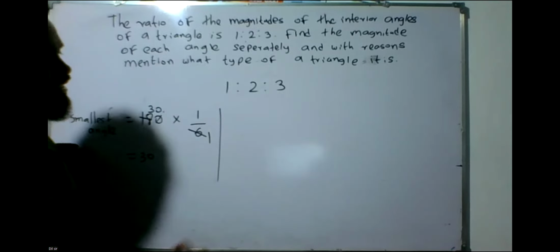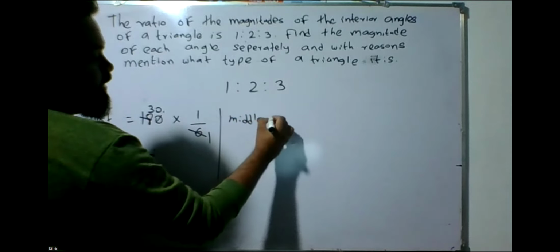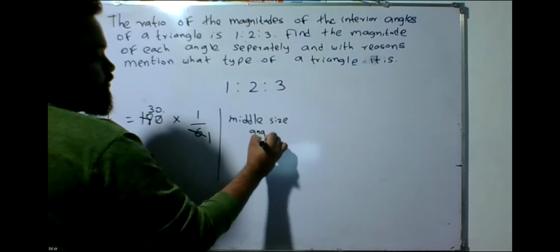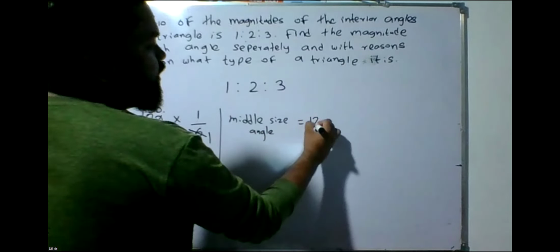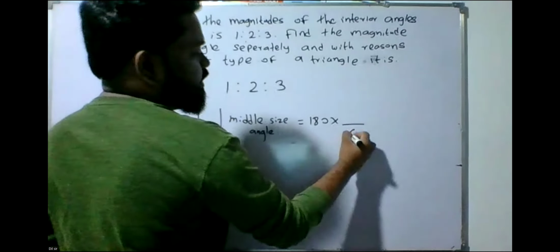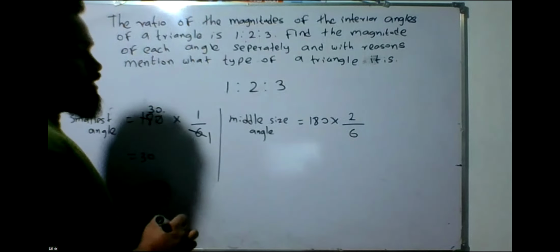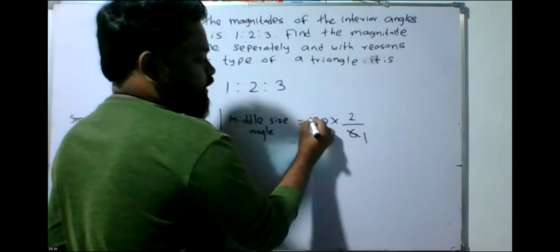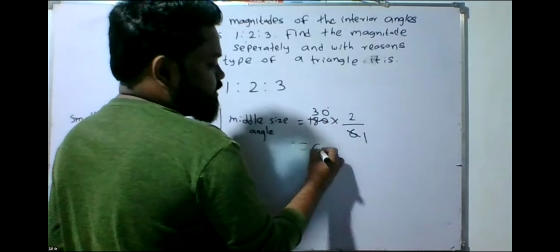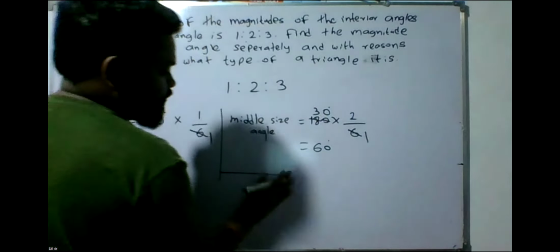Now the middle size angle. Same fraction, we can write the fraction. Sum is 6. Out of 6, 2 portions belong to the middle size one. 180 divided by 6 is 30. 30 times 2, it is 60. Right?